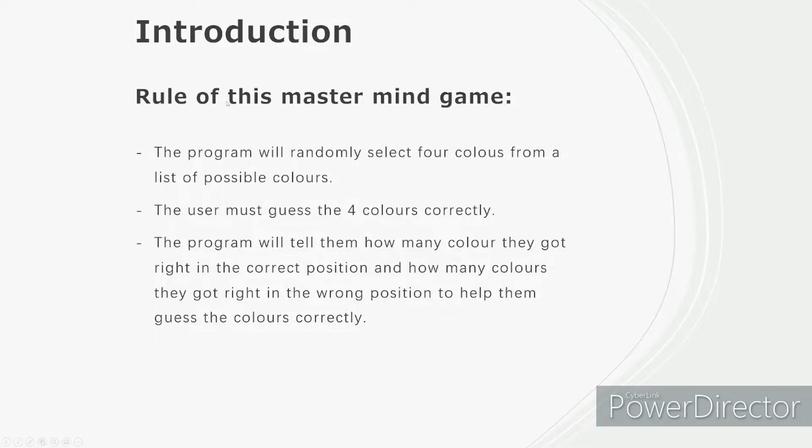In this project, I'm going to do a Mastermind game. The rule of this Mastermind game is like this. The programmer randomly selects 4 colors from a list of possible colors, and the user must guess the 4 colors correctly. And the programmer tells them how many colors they got right in the correct position and how many colors they got right but in the wrong position.